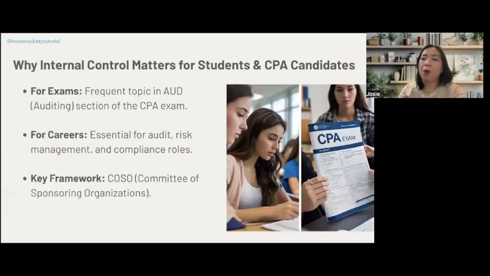Okay. Why should you care about internal control? So first, it's heavily tested in the CPA exam. And second, of course, in your career, whether you're an auditor or a corporate accountant, understanding controls will help you prevent fraud and errors. And of course, it's a key framework, the COSO, Committee of Sponsoring Organizations.